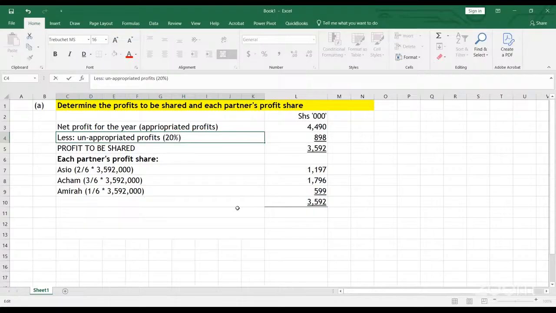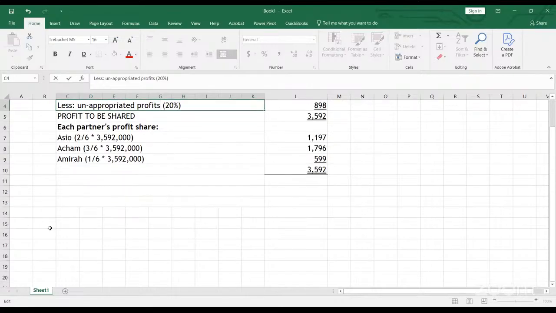A question where you are supposed to come up with the income statement and then appropriate profits would have been better, but that's what we have for now. Let us just continue with this and now answer the rest of the parts.